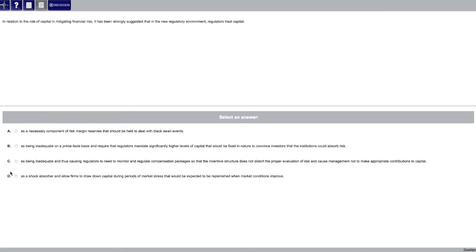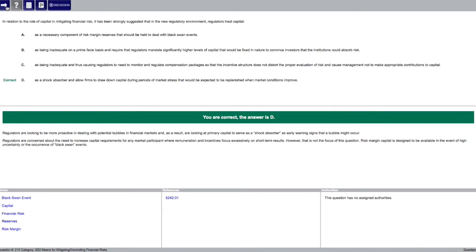What you need to remember here is, you likely will not remember everything about risk and capital and regulations, but what you can remember from this question is that in mitigating financial risk, the regulators treat capital as a shock absorber. Okay, so imagine yourself running the steps of the Capitol building and your shoes have a shock absorber. And if you remember nothing else, regulators treat capital as a shock absorber.